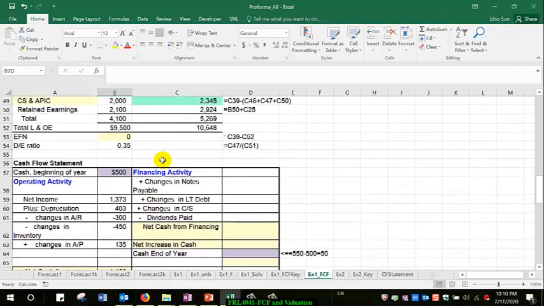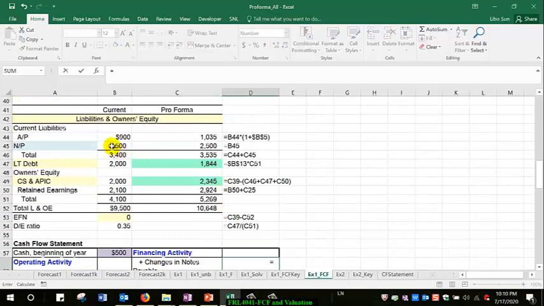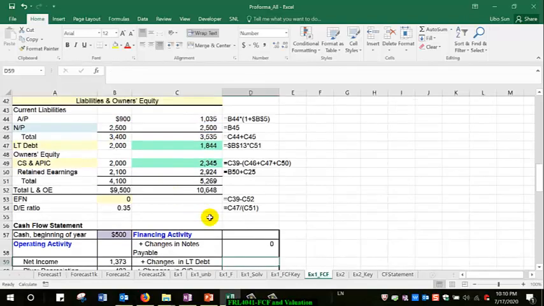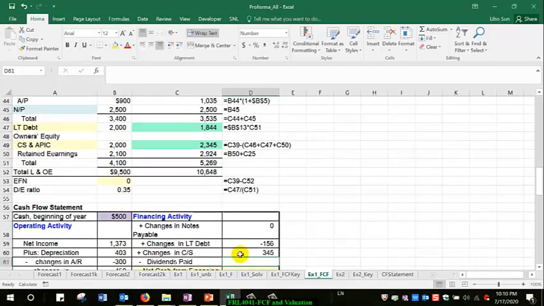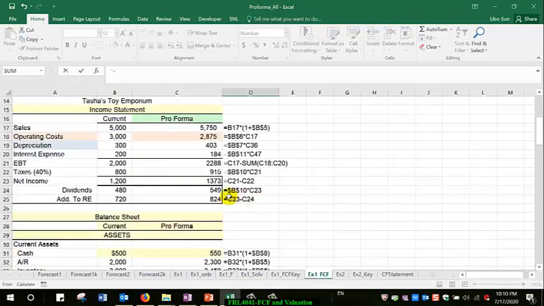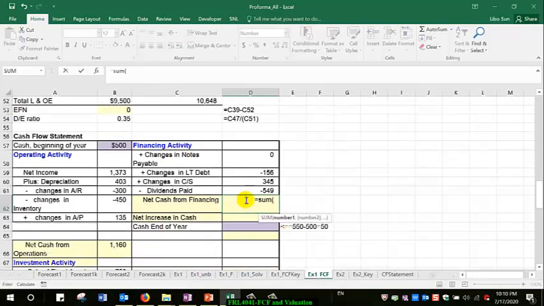Now I move to the financing activity. The notes payable again, I'm going to use new minus old. There's no change. Long-term debt, new minus old. Common stock, new minus old. Okay. Also, I have to subtract cash dividend payout. From income statement, we have 549, so negative outflow. That's all in the financing category.